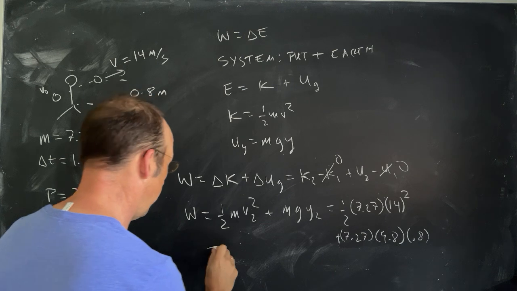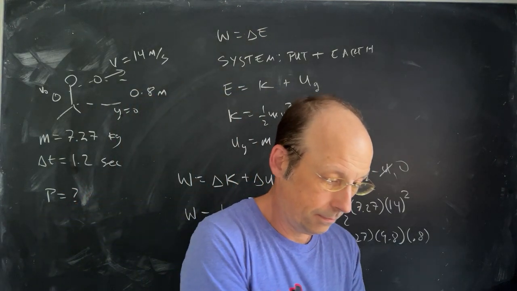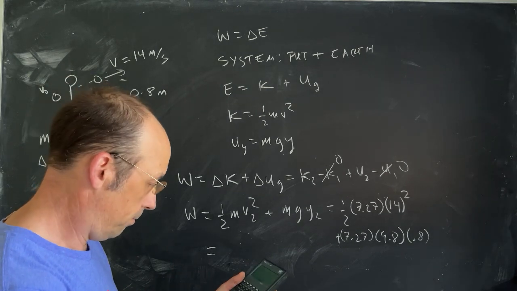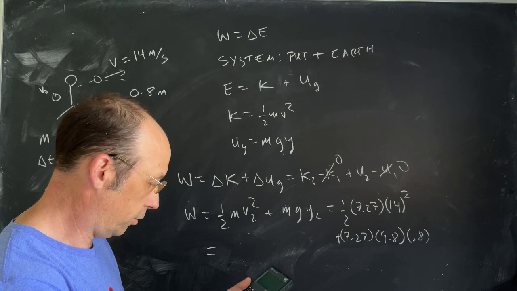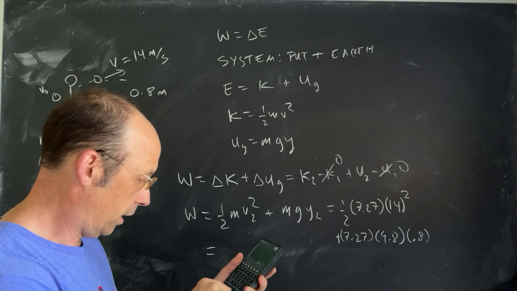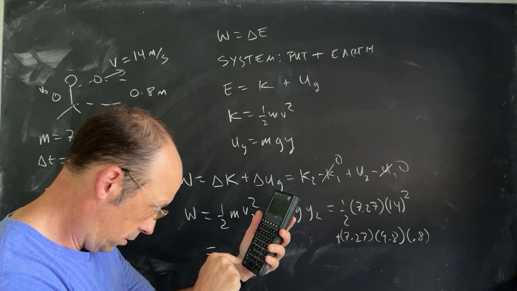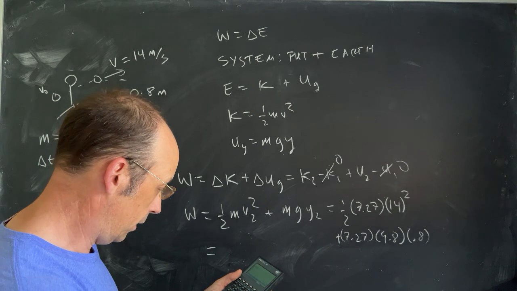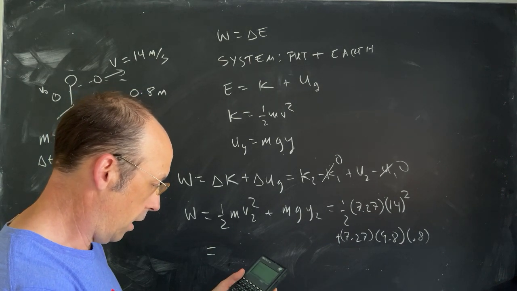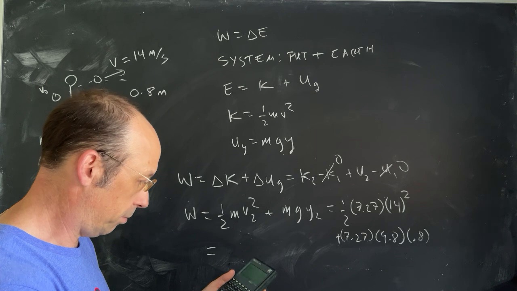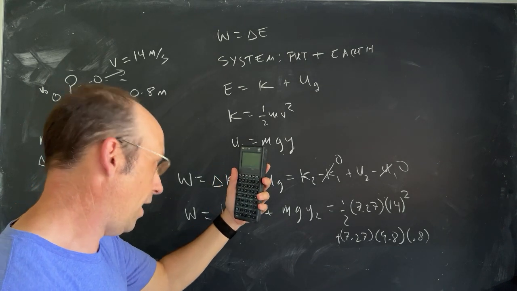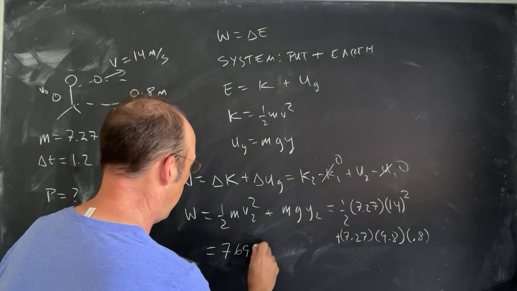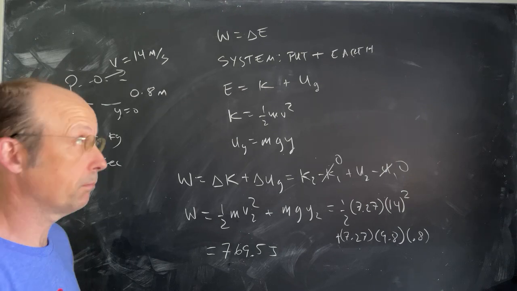Let's put that in our calculator. Okay, 0.5 times 7.27 times 14 squared, times, and then 7.27, 9.8 times 0.8, plus. I get 769.5 joules. So that's the work done.